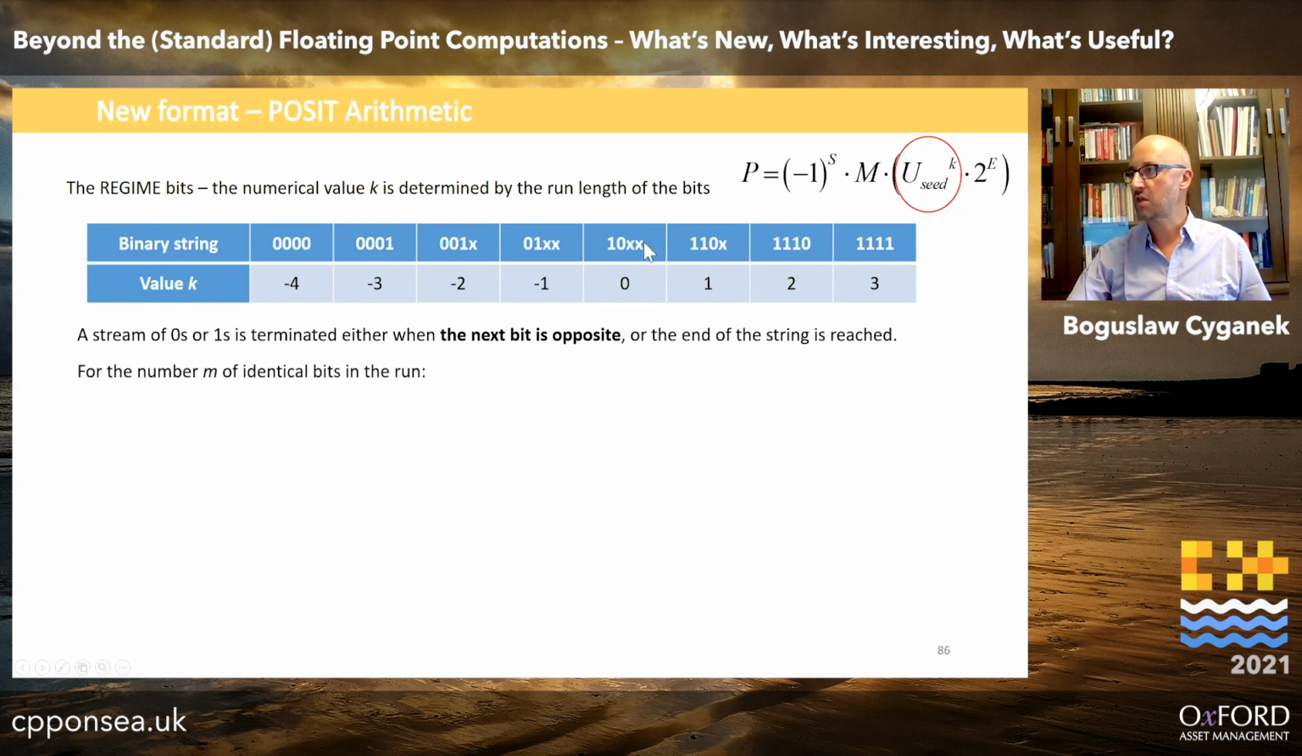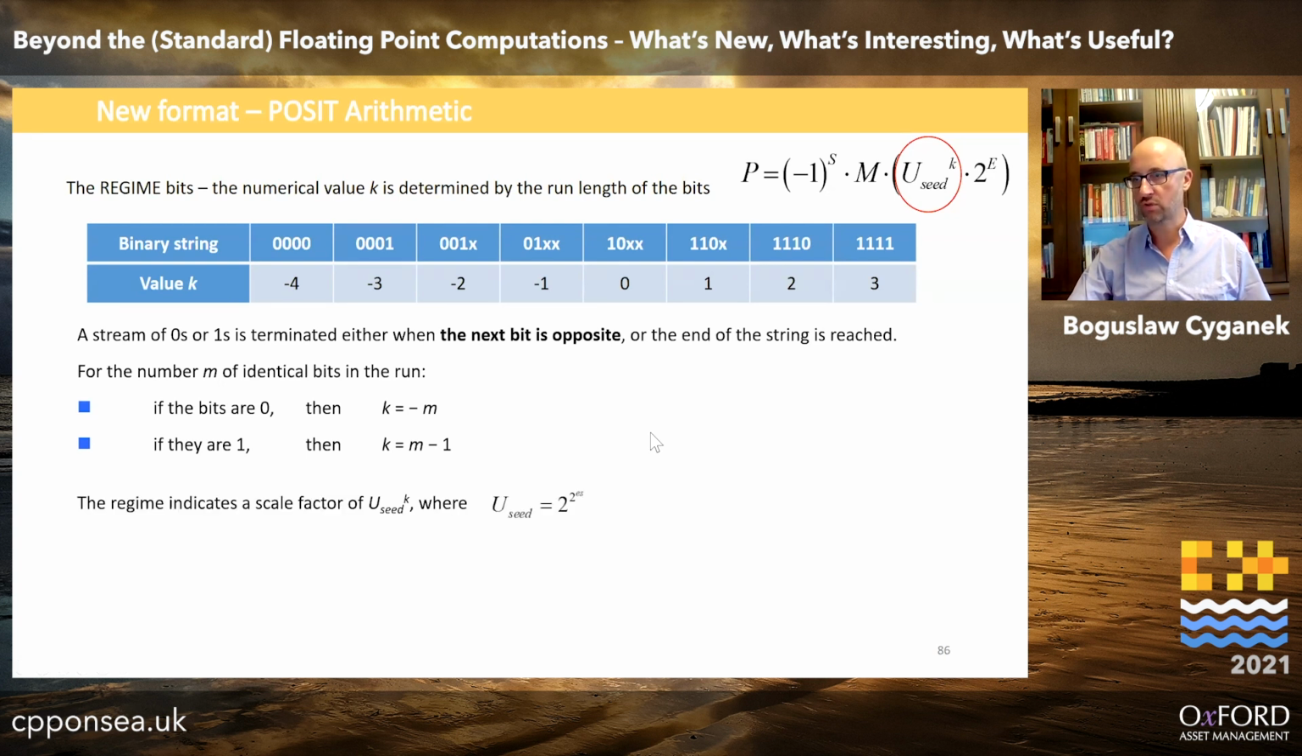And here we count the number of 1s and transition to 0, and the rules are 2. If bits are 0, then this is minus the number of bits till transition, and if they are 1, this is m minus 1. So here we have 4, so it's minus 4, 3 minus 3, 2 zeros minus 2, and here we have, for example, 2 1s and 0, so we have 2 minus 1 is 1. So this is the value of k.